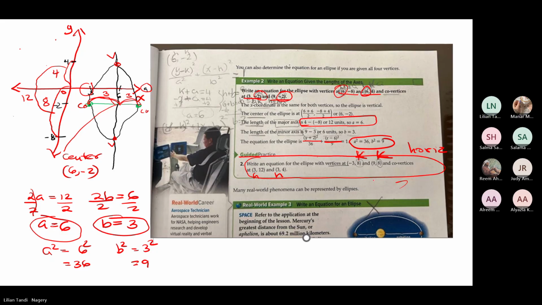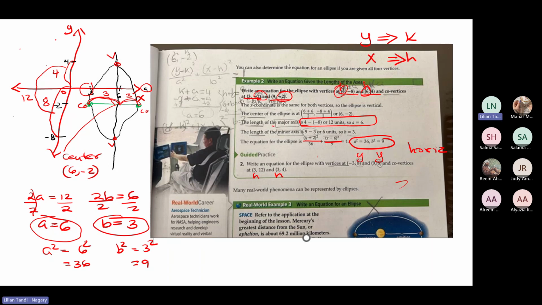Wait, miss, I didn't understand here the H and K. How do I know if it's H and K? The Y is for the K. The vertical. This one is the X, here is the H. And the K is here. Remember, Y and K go together. H goes with X. X goes with H.